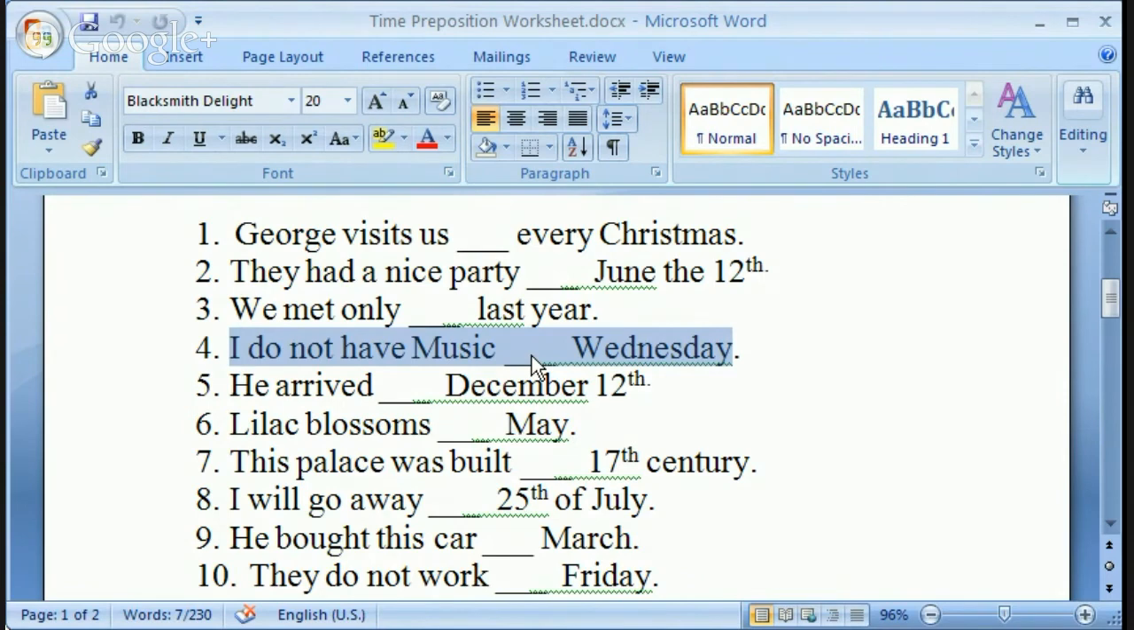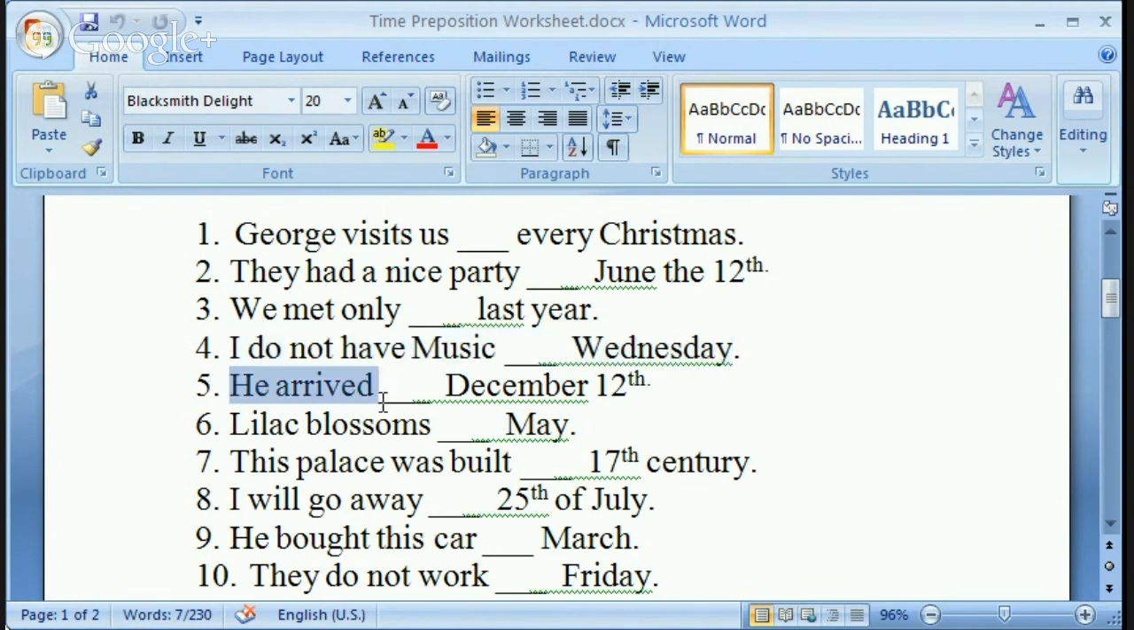On Wednesdays, if it's a regular action, or on Wednesday this week, still use present simple. I understand your confusion. I really do. If I had said I have not had music since Wednesday, okay, since that time up until now. And again, with since, we're commonly going to use that present perfect structure.